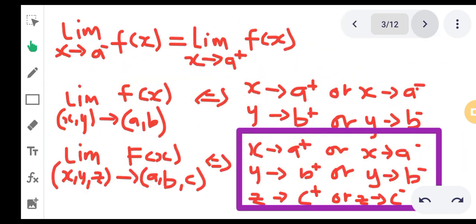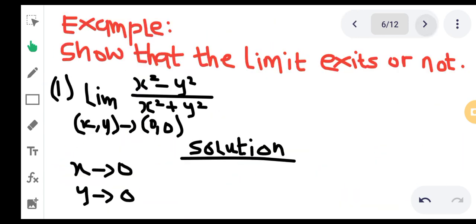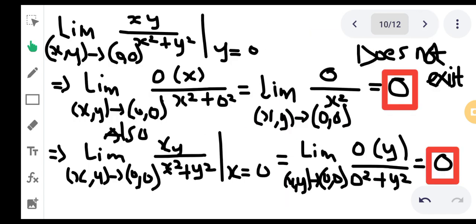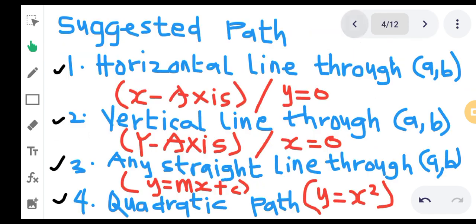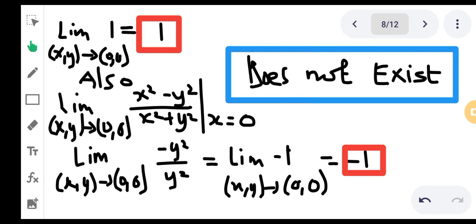Yes, so I have done this one already. This is just a quick review. So this is what we learned. The horizontal line through (a, b), the vertical line through (a, b), or any straight line through it, or the quadratic path. Okay, so let's see.